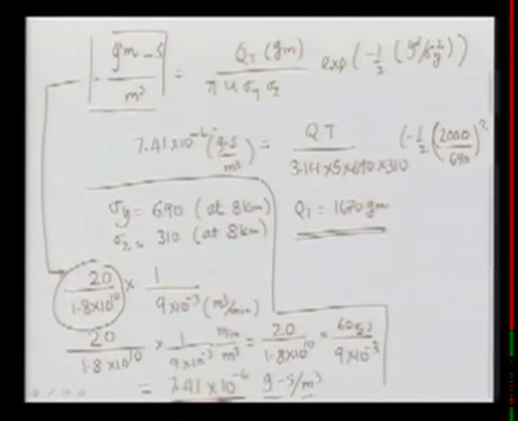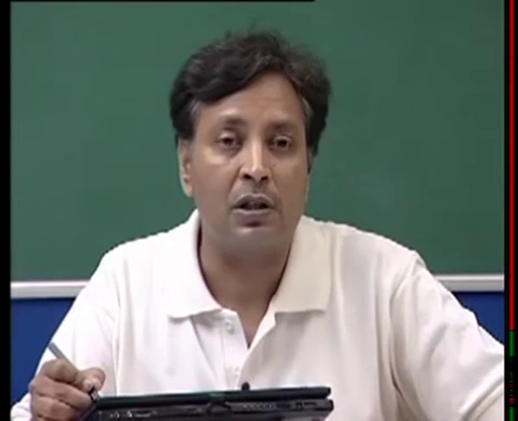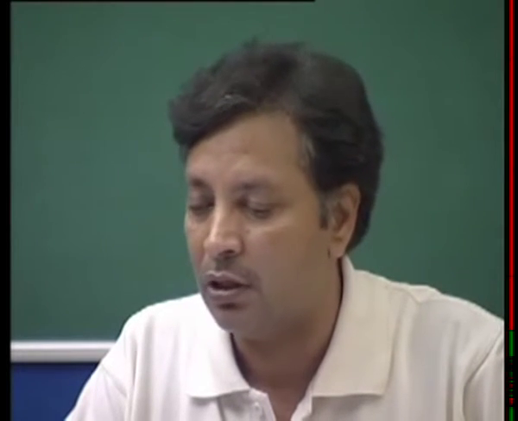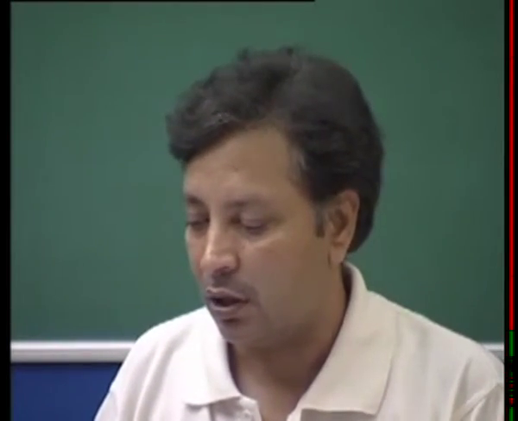The sigma y and sigma z I calculated using the graphs, which depend on the stability and the downwind distance. The downwind distance was 8 kilometers and y is 2000 meters, because this station was located 2 kilometers, or 2000 meters, crosswind of the wind direction. This is how I can find out the quantity of the tracer.